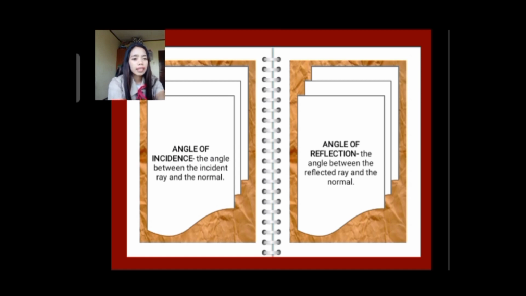Next we have the angle of reflection. The angle of reflection is the angle between the reflected ray and the normal. It is the angle that a ray of light reflected from a surface makes with the normal to the surface at the point of reflection. It is the angle that the beam of reflected radiation makes with the normal to a surface at the point of reflection.